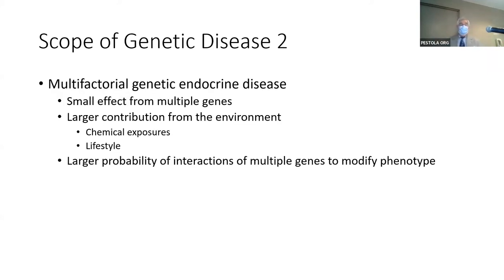So there are also multifactorial genetic endocrine diseases where you often get small effects from multiple genes. This is more commonly thought of in the adult population, but you can have larger contributions from the environment, chemical exposures, lifestyle, epigenetic kinds of things. Your mom was exposed to something, your grandfather was exposed to something, and it causes a phenotype in you. And there's a much larger probability that in these multigene phenotypes you've got multiple interactions, and it's much more difficult to sort out what any given sequence variant may mean.